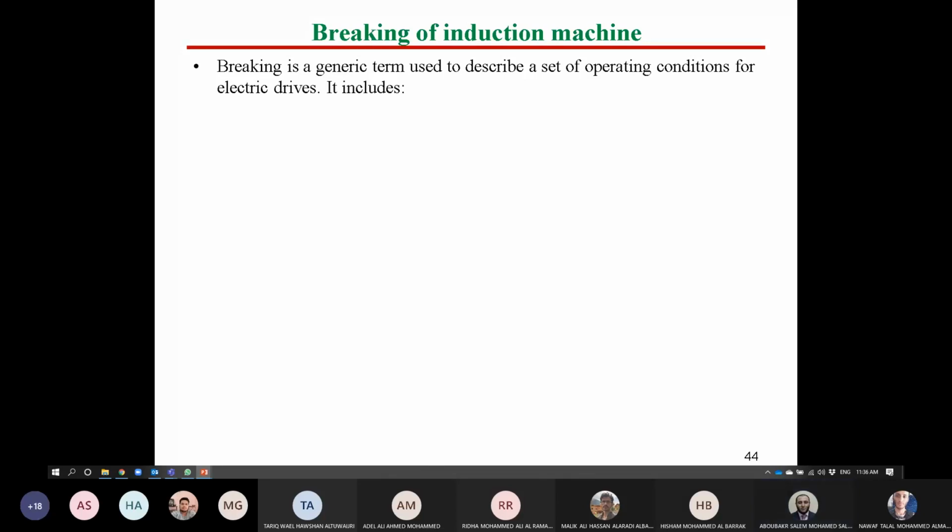Now, this part is new for you, which is braking of induction machine. What is the meaning of braking? Braking is a generic term used to describe a set of operating conditions for electric drives. It includes rapid stopping. We need to stop a motor very fast. It also includes holding the rotor shaft at a specific position. For instance, the elevator. We need to move the elevator and stop it at a certain position. So this is a kind of controlling or braking also.